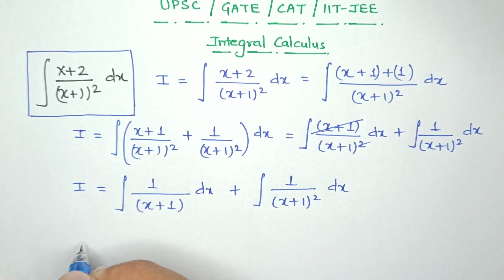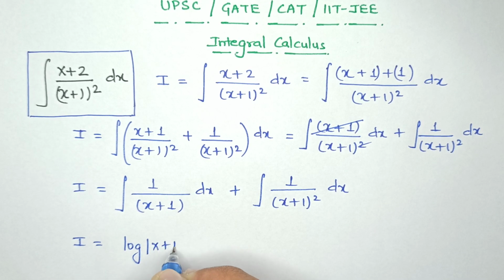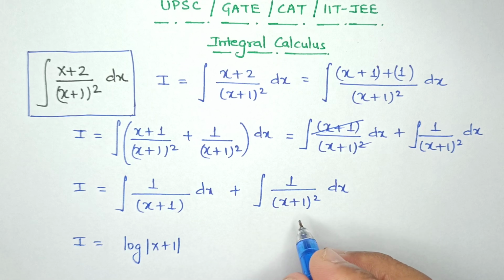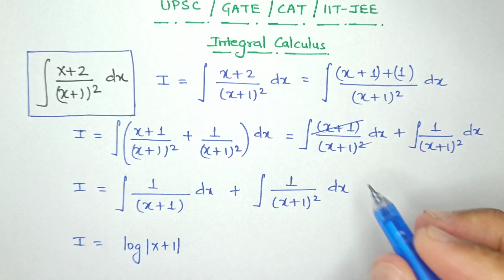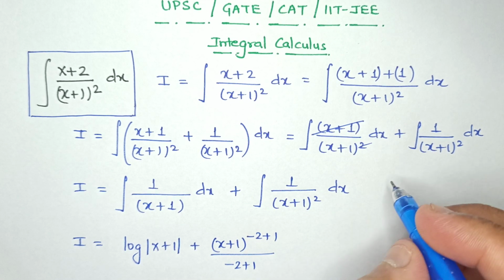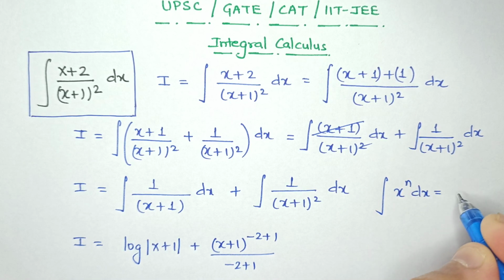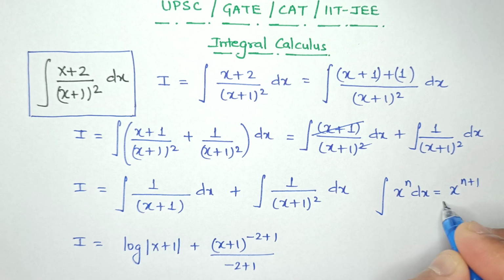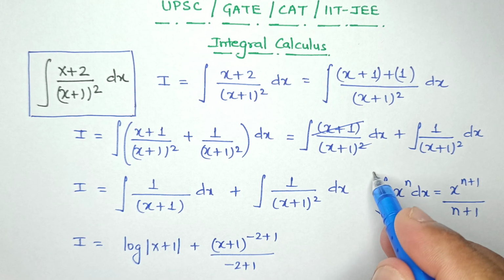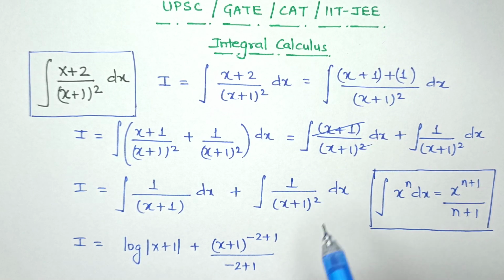So this first part becomes log of modulus (x + 1), and in the second part we'll apply the formula of 1 upon x to the power n. So this would be plus (x + 1) raised to the power minus 2 plus 1, divided by minus 2 plus 1. The formula we are applying is that the integral of x raised to the power n dx can be written as x raised to the power n plus 1 divided by n plus 1. This is a very basic formula that we have applied in the second part.